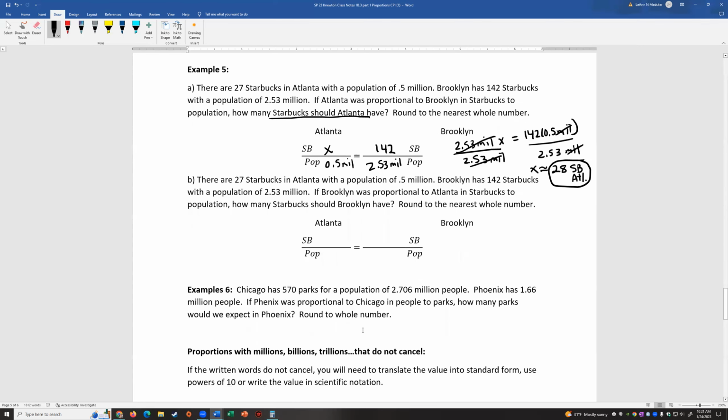For the next one, it says there are 27 Starbucks in Atlanta with a population of 0.5. Again, Brooklyn has 142 with a population of 2.53 million. If Brooklyn was proportional to Atlanta this time, how many Starbucks should Brooklyn have? So this time, what if instead of Atlanta matching Brooklyn, Brooklyn matched Atlanta? We're going to have 27 over 0.5 mil equals X over 2.53 mil. We're going to cross multiply. So 27 times 2.53 mil equals 0.5 mil times X.